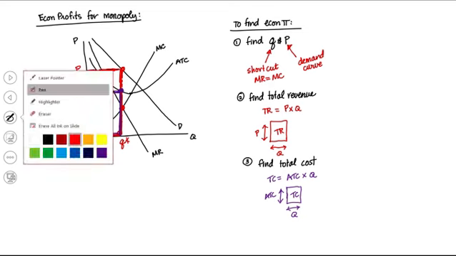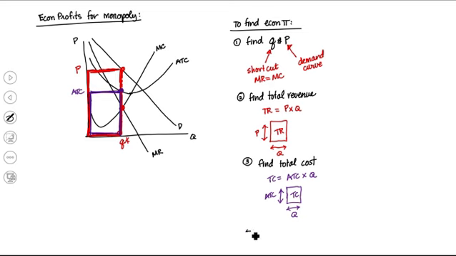So last thing I need to do, step 4, to find economic profits, I take total revenue minus total cost. So can I find that area that represents our economic profits? Everyone agree? Here's our economic profits. Green area.